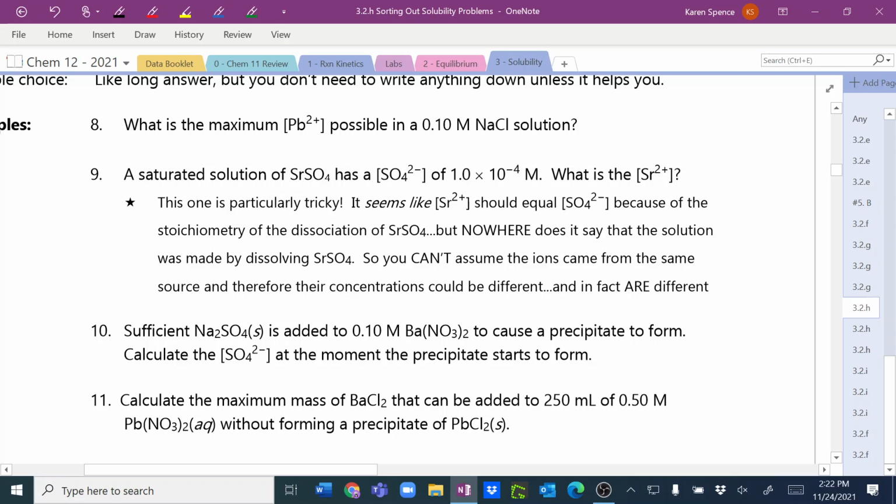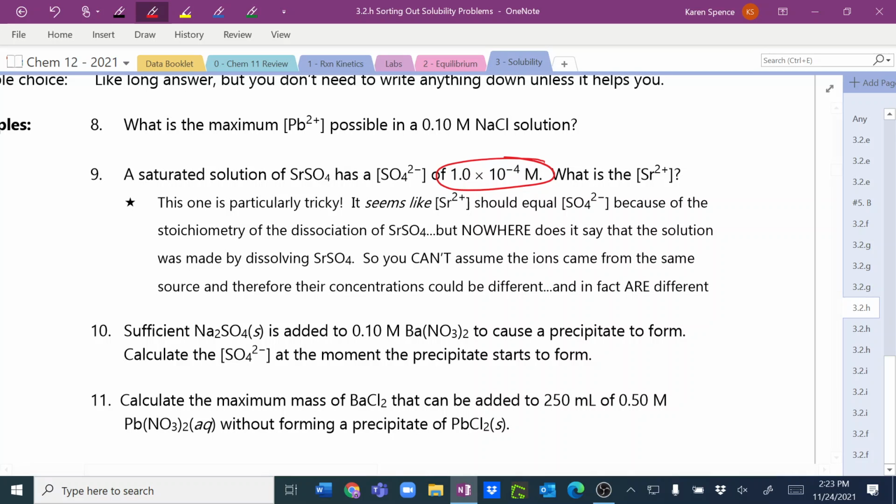A saturated solution of strontium sulfate has a concentration of sulfate of 1 times 10 to the minus 4. What is the concentration of strontium? This is a particularly nasty question. If you get one like this, I am so sorry, because doesn't this sound like dump and stir? Right? Because we've only mentioned one compound, right? And wouldn't we love for it to be exactly the same? But it's not necessarily, right?